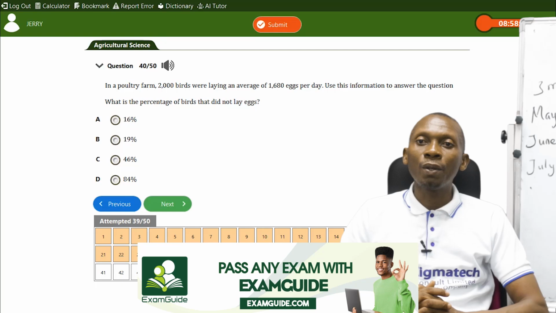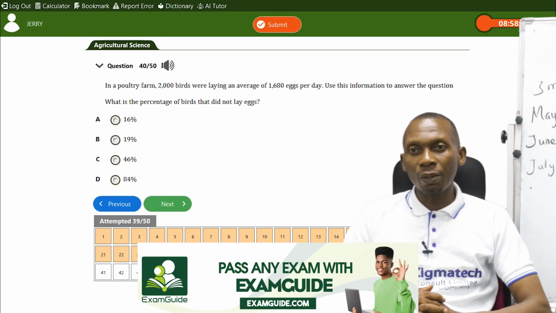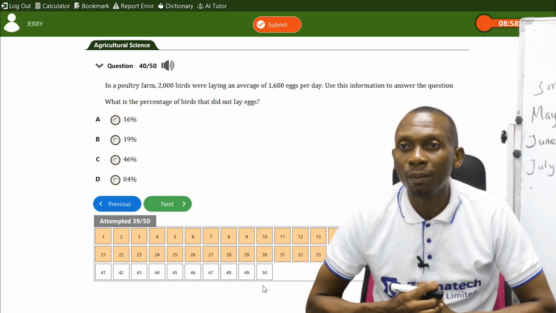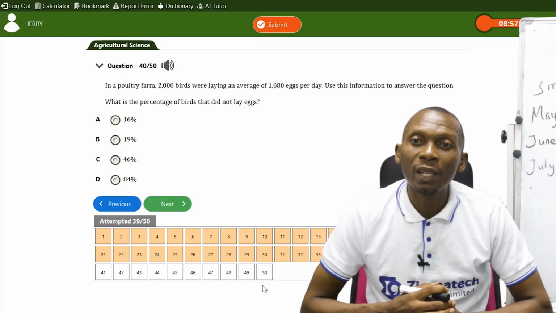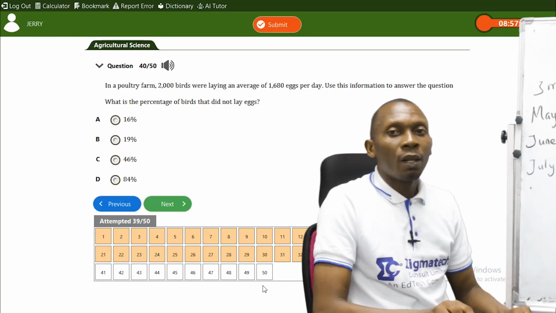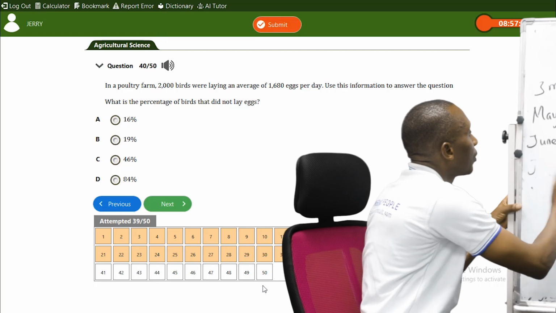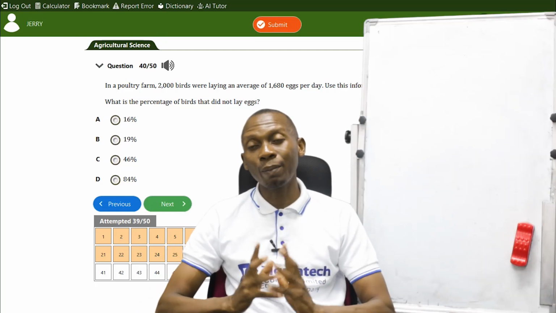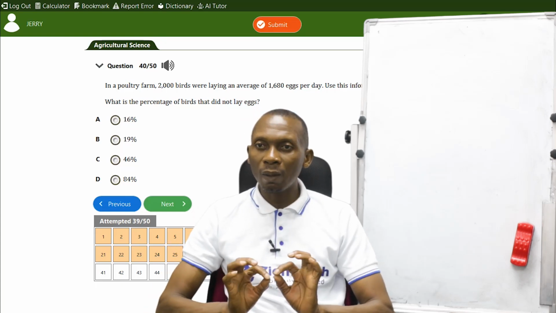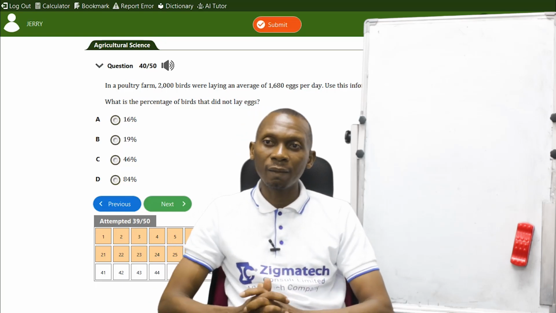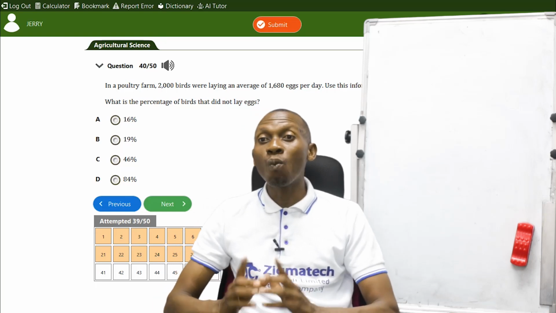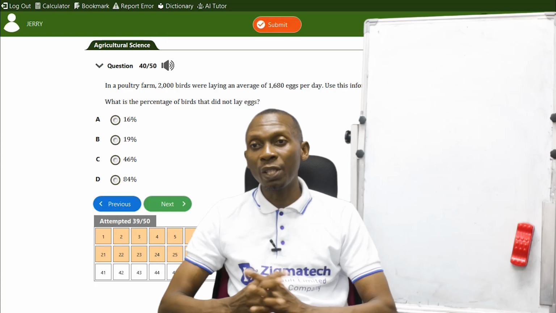Now, in a poultry farm, we have 2,000 birds. We're laying an average of 1,680 eggs per day. Use this information to answer the question, what is the percentage of birds that did not lay eggs? So we need to calculate this too. Now, 1,680 eggs per day tells us that 1,680 birds are laying eggs or laid eggs. The remaining do not lay eggs because chickens, birds lay 1 egg per day, all things being equal.